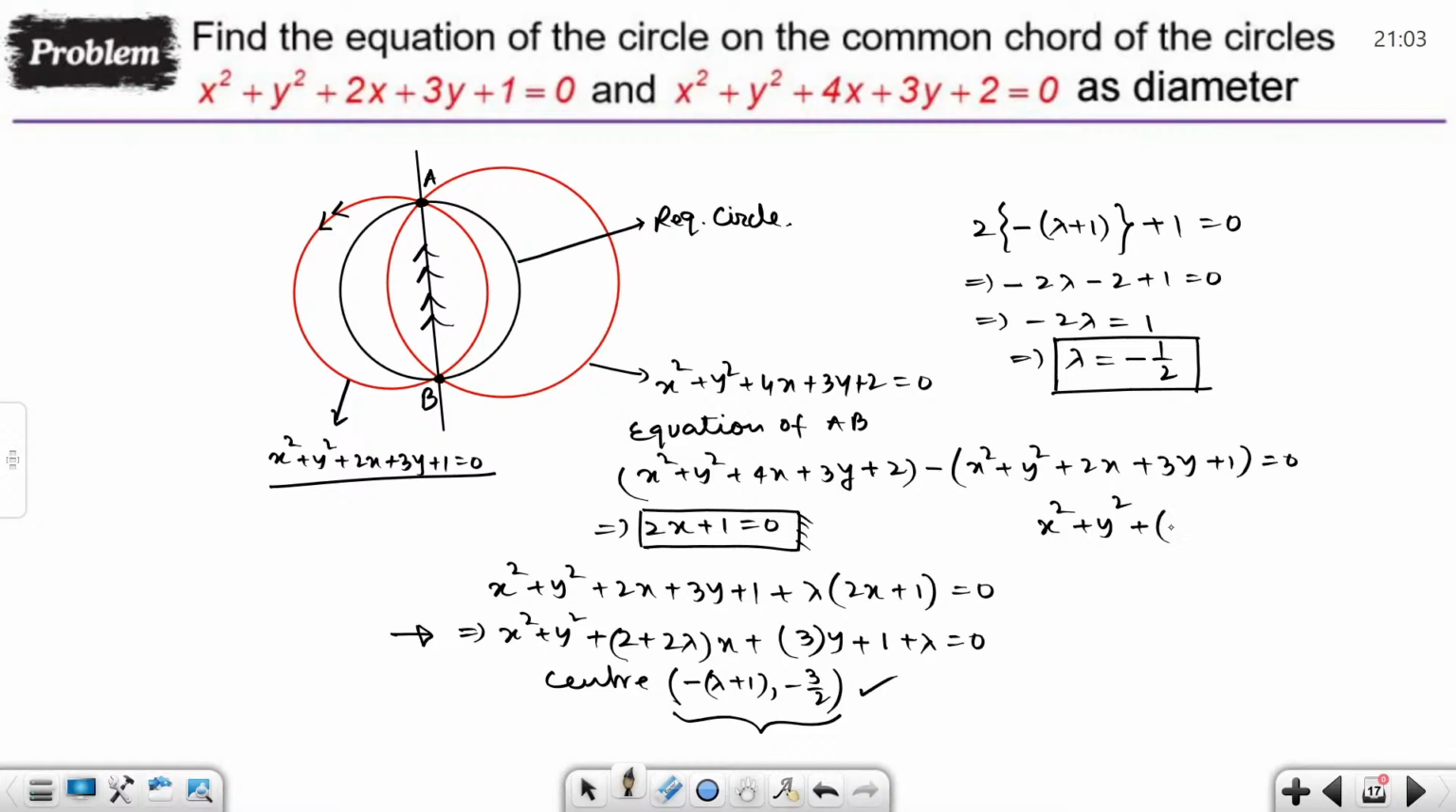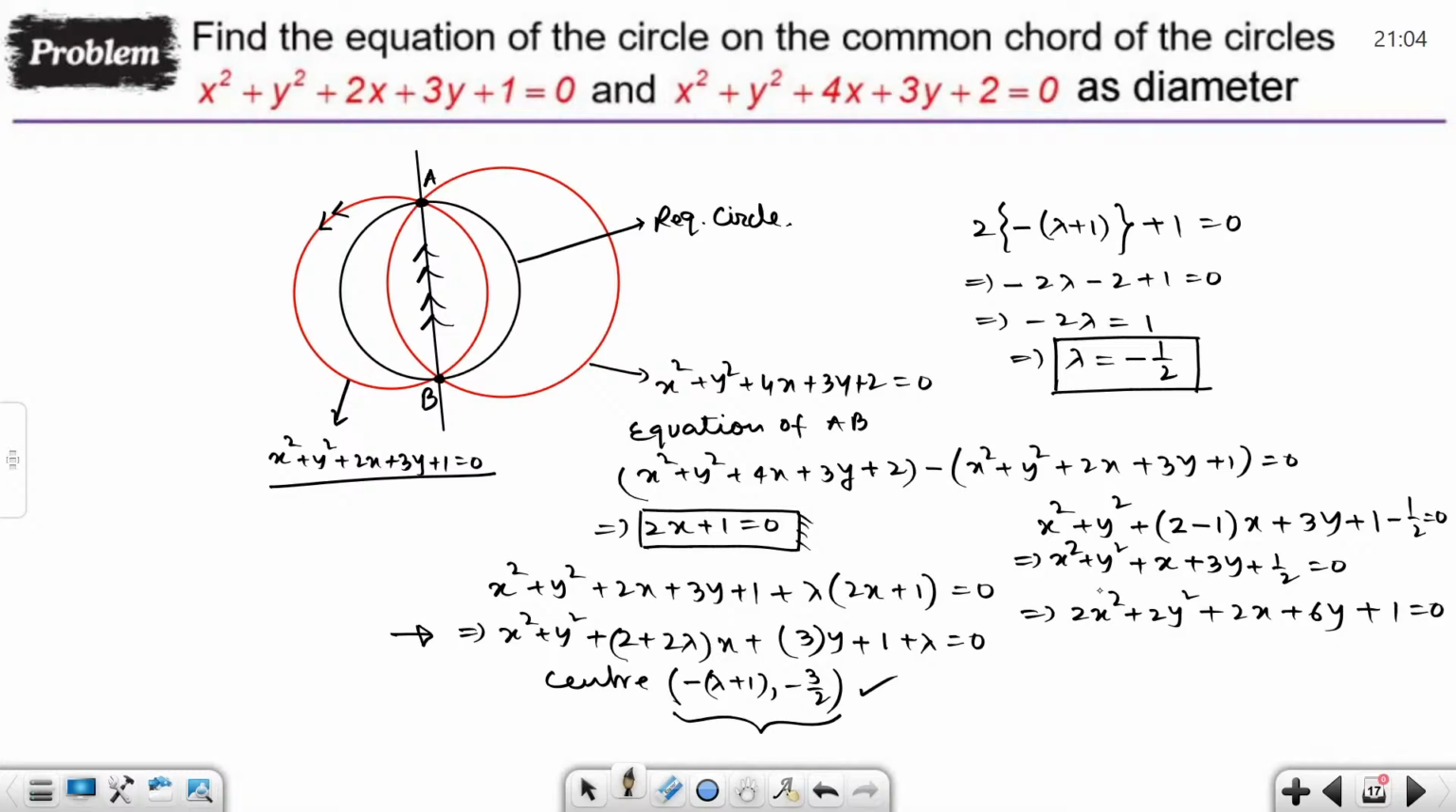So this is basically coming to 2 minus 1x plus 3y plus 1 minus half equals to 0. So that gives us 2x square plus 2y square plus 2x plus 6y plus 1 equals to 0. And that is the required circle.